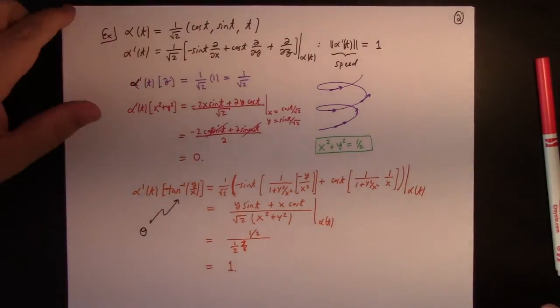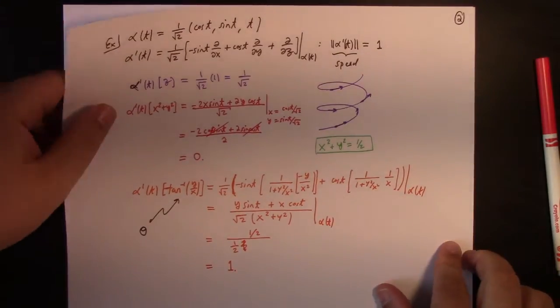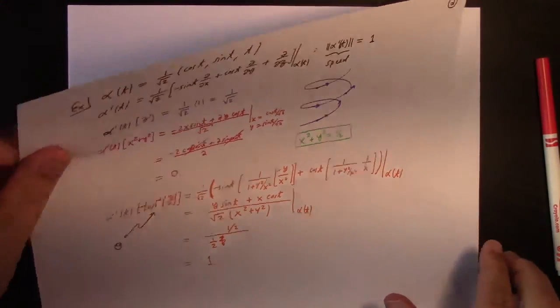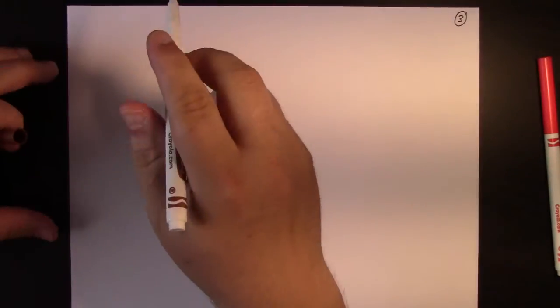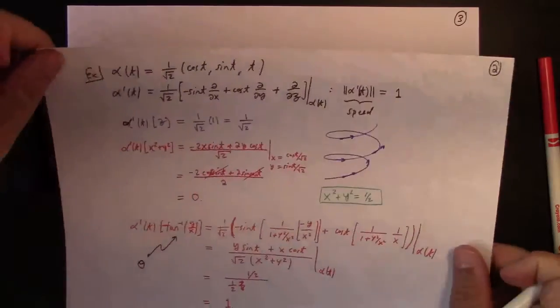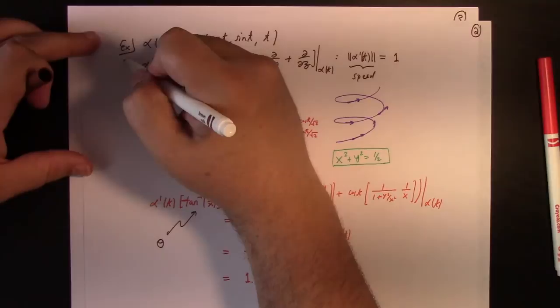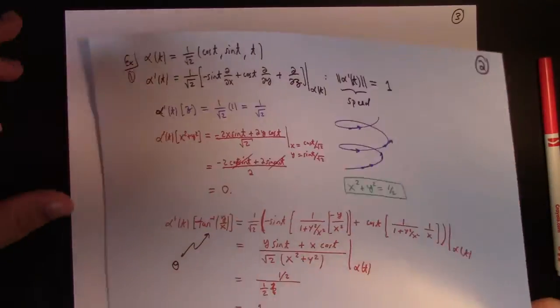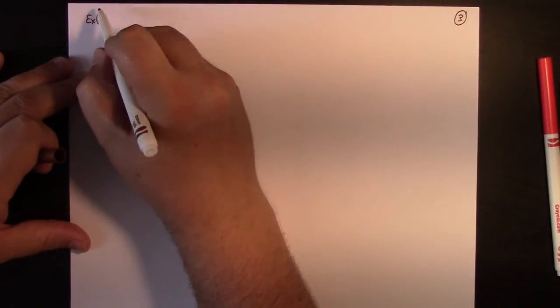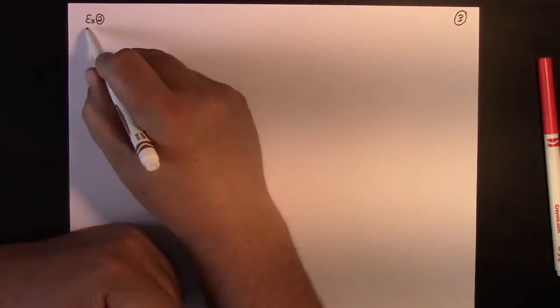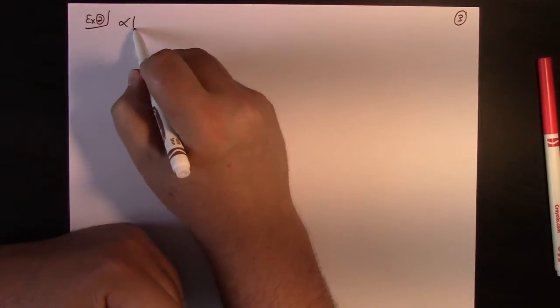All right, so I have another example, if you'll bear with me here. Example, I guess I should call this one. This is the example that matters. I'll call this example 1. And I'll call this example 2. So here we go. Alpha of t.